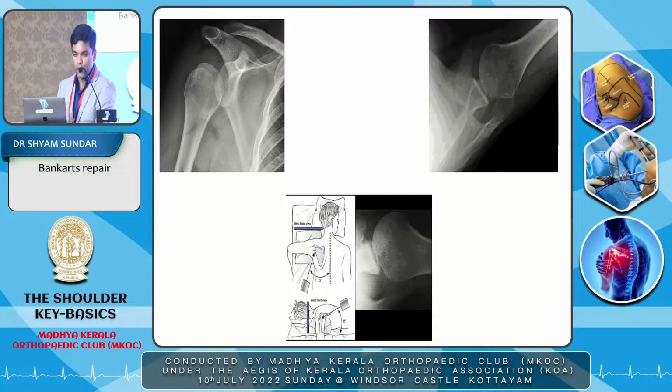As a routine, we can do these X-rays, standard AP view with shoulder internal rotation, which will show us the Hill-Sachs lesion, and the West Point views, which will give us the generalized outlook of the anterior and the posterior aspect of the glenoid, and helps us in giving a quantitative assessment of the glenoid bone loss.